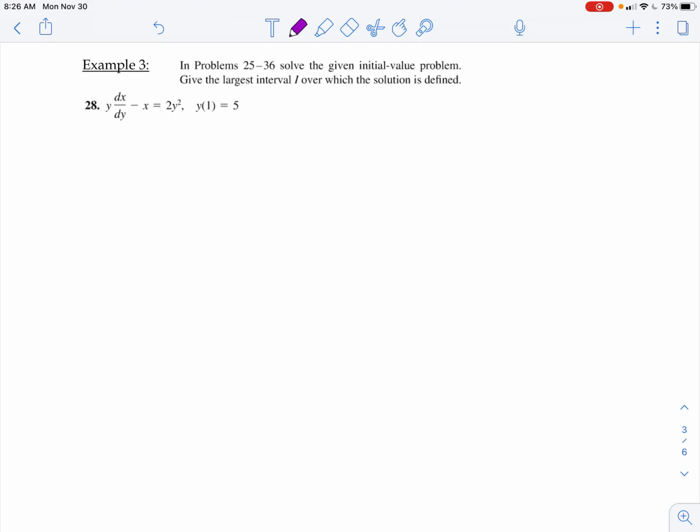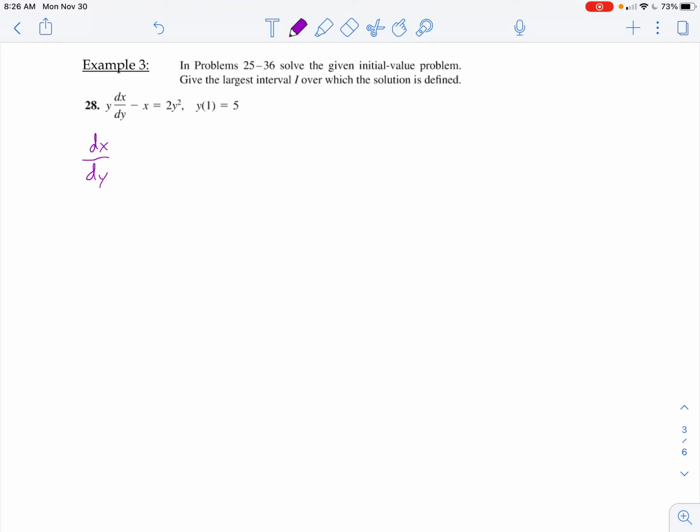So here, the first thing that we're going to do is divide everything by y. First, let me show you. Again, this one's a little bit different. The independent variable this time, the way it's written, is that we took the derivative with respect to y of x. And so instead of having dy over dx, it's dx over dy.